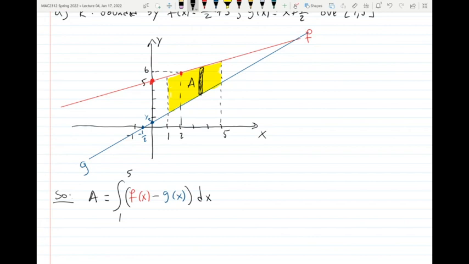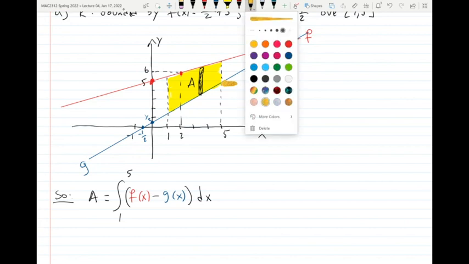Because from this point where the region begins in the blue line, all the way up to this point right here. So you see what I mean? Up to here.